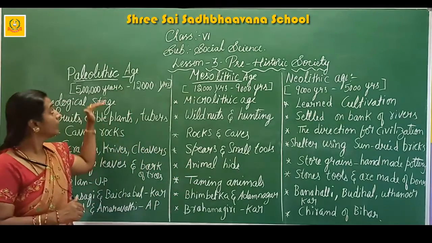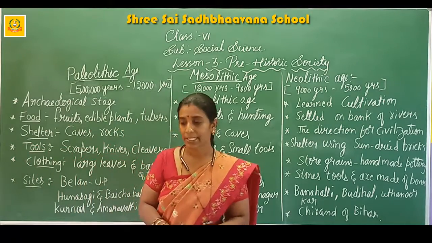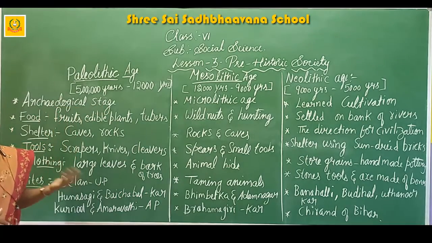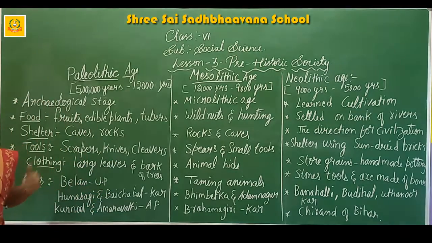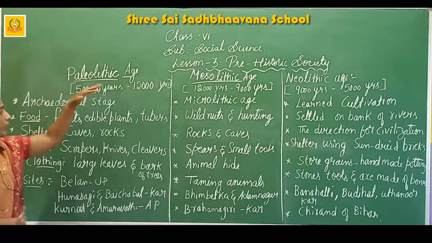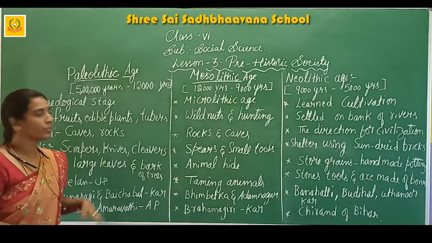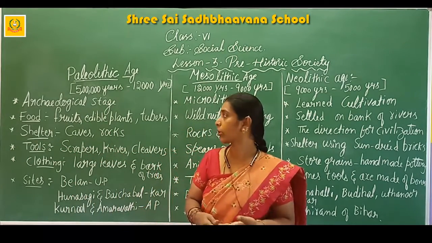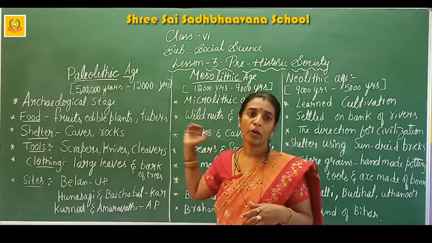So why do we call Paleolithic Age the archaeological stage? Because we don't have any written evidence. We consider this age as the archaeological stage because we don't have any written evidence. We only have the archaeological evidence to construct a history. When we come to Paleolithic Age food, the people depended upon fruits, edible plants and tubers. Tubers, for example the sweet potatoes, which grow under the ground, are called tubers. For shelter, they used to live in caves and under the rocks.